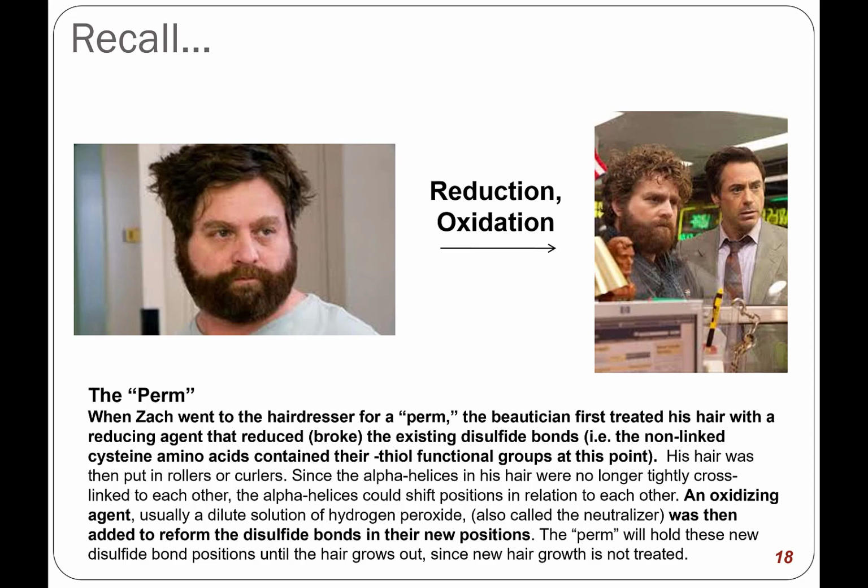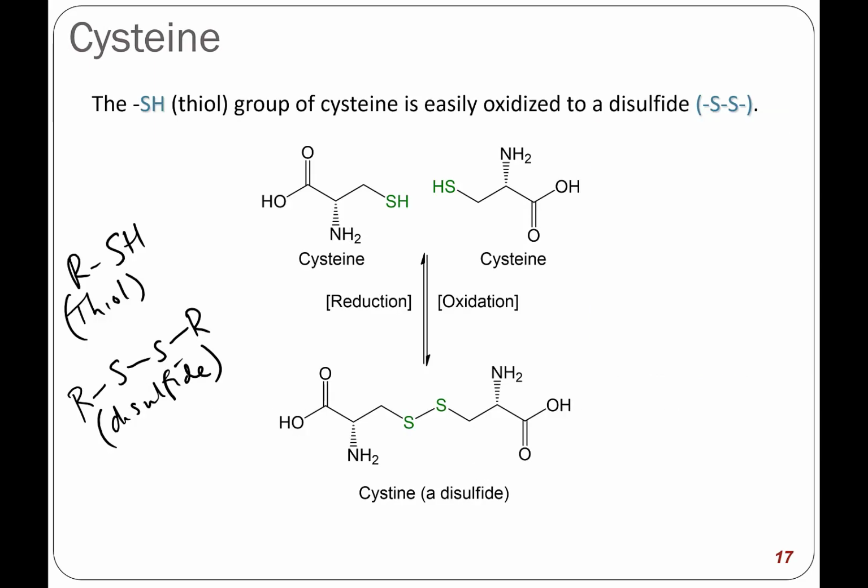But that can be artificially altered. If you go to the beautician, or the hairdresser, I'm not sure what the word is, and you want, and the example here is a perm. I don't know if anyone's ever had a perm. I have not, but if you have, the idea is you break those. If you go back to the disulfides, you actually break them.